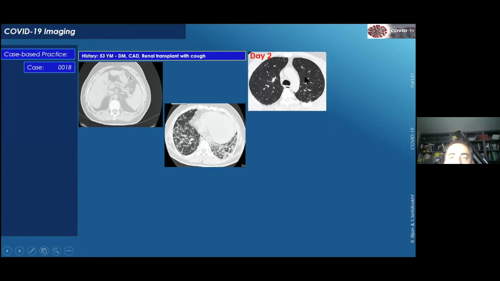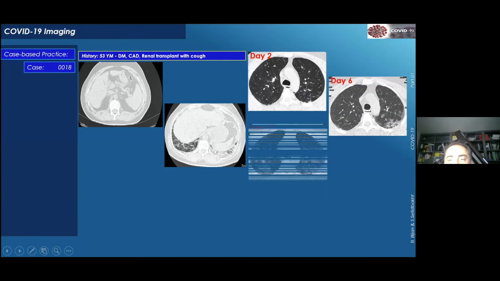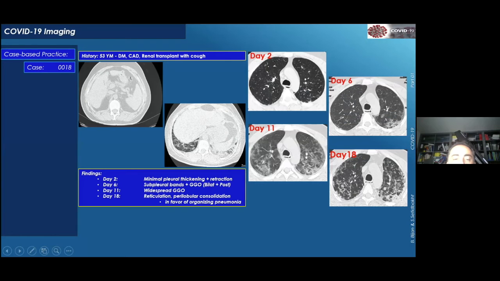This is the CT scan from day 2 of the disease. This is day 6. You see there's this marked interval increase in the size and the number of the abnormalities. By day 11, it's getting really worse. But by day 18, they start resorbing and having more aerated lung. So when you look at this, you know you're looking at organizing pneumonia. And as we know, COVID disease is kind of organizing pneumonia.